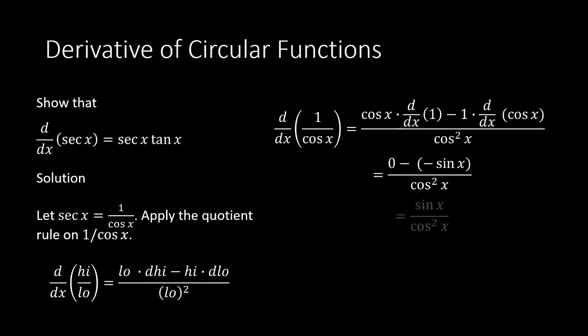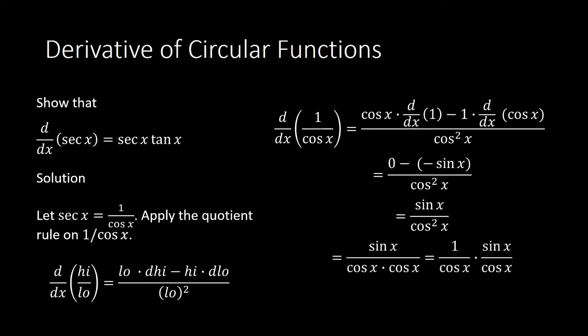So again, because of the law of signs, it's going to be positive sine of x divided by the square of cosine of x. The square of cosine of x, you can write as cosine of x times cosine of x. And I'm just going to write this as a product of two fractions. This one, I will separate. And then you have 1 here, 1 over cosine of x. So this is equal to 1 over cosine of x times sine of x divided by cosine of x.